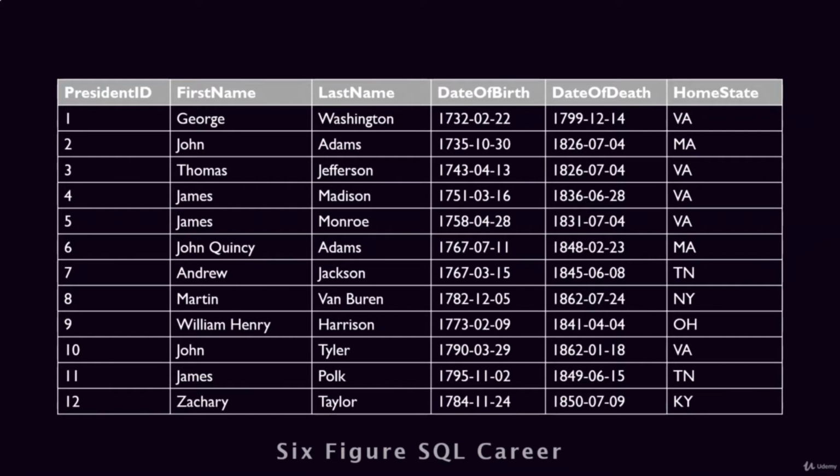The date of birth and the date of death are date columns. And finally, home state shows the home state each president was elected from, using the standard two-digit abbreviation for each state.